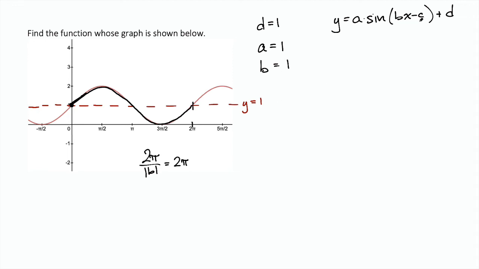And finally for c, we use our phase shift, which is the x-coordinate of our starting point. So our x-coordinate here is 0, and that's c over b for our phase shift. And that tells us that c is 0. And so we can plug those things in here to get our function. y equals 1 times sine of bx, which is just x, minus c, which is 0, and then plus d, which is 1. So this is simply the sine graph shifted up 1.